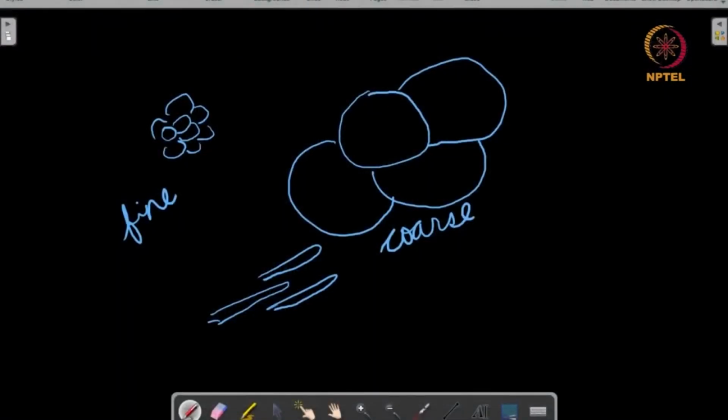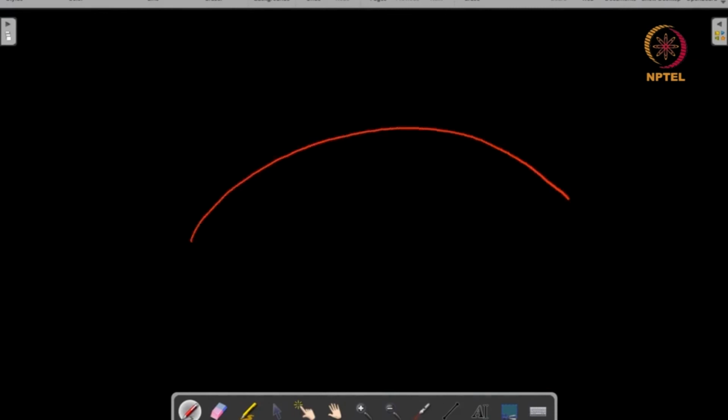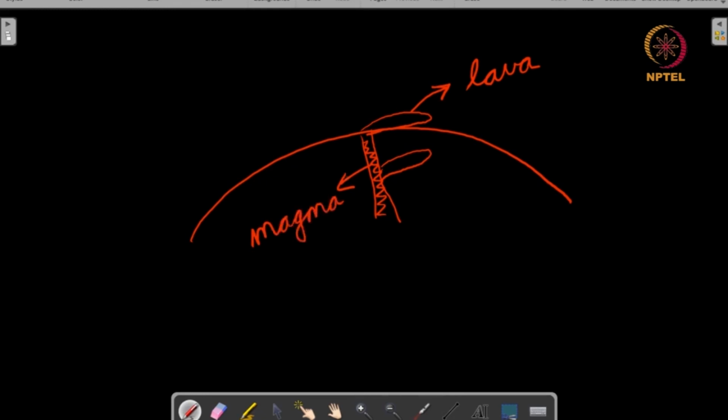That is, if we consider the Earth and there is magma that is coming out from, say, this conduit, if magma comes out here and it solidifies, then we say that this is a solidification of lava. But at the same time, it is also possible that the magma solidifies somewhere here, or it solidifies in the conduit itself. So in this case, we will have a solidification of magma. And in both the cases, the rocks that get formed through the solidification process will be igneous rocks.